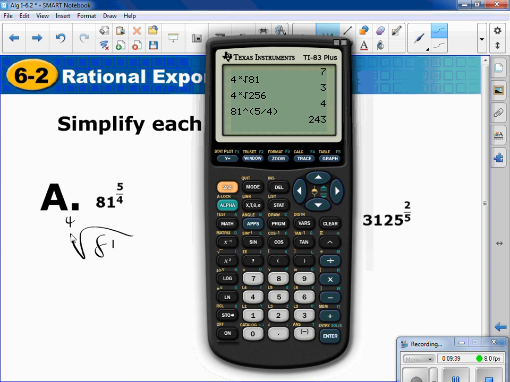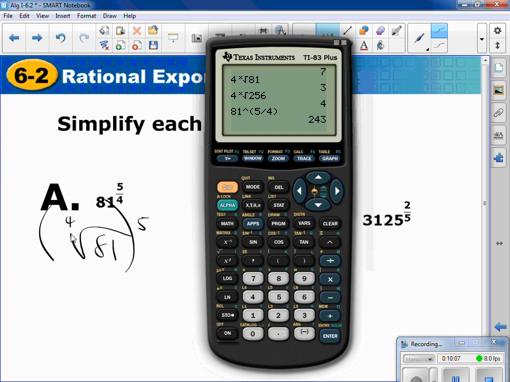Fourth root of 81. Now, I'm going to put the 5 on the outside and not the inside. The reason why, I can go inside or outside. That's the nice thing about it. I don't want to figure out what 81 to the 5th is. 81 times 81 times 81 times 81 times 81. That's too large of a number.